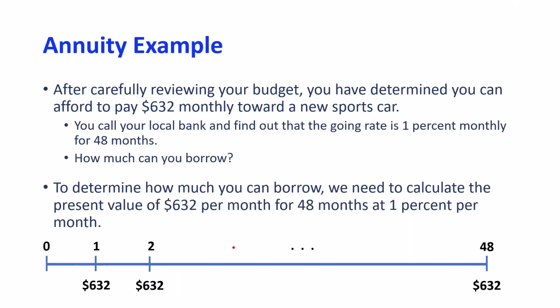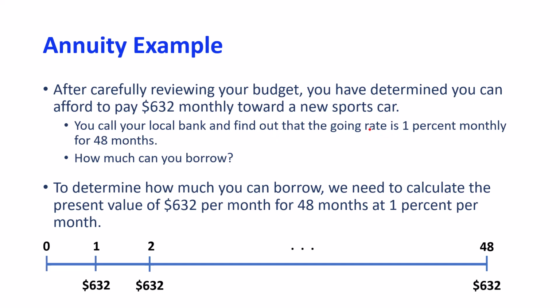So let's look at an example. After carefully reviewing your budget, you have determined you can afford to pay $632 monthly toward your new car. And you call your bank and find that the going rate is 1% per month for 48 months.